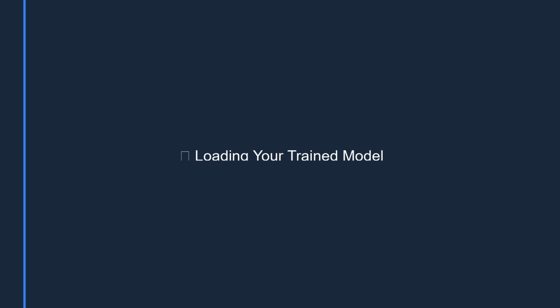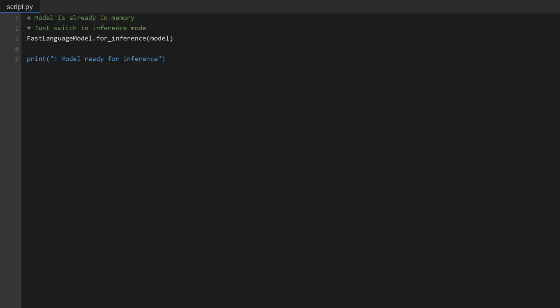Loading your trained model. If you're still in the same Python session where training happened, the model is already in memory. You just need to switch it from training mode to inference mode. That one call, FastLanguageModel.for_inference(model), does more than it looks like.